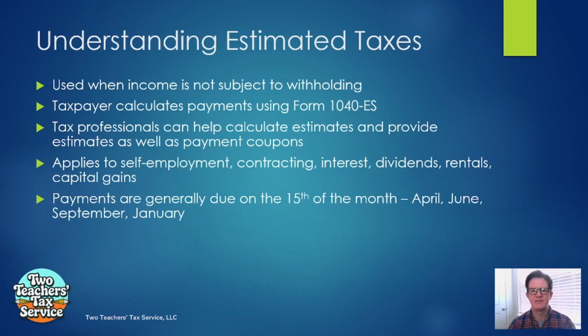So let's understand estimated taxes. This is used when income is not subject to withholding. Taxpayer calculates payments using Form 1040 ES, and ES stands for estimates. Tax professionals can help calculate estimates and provide estimates as well as payment coupons. This applies to self-employment, contracting, interest, dividends, rentals, and capital gains. Payments are generally due on the 15th of the month: April, June, September, and then January of the following year.